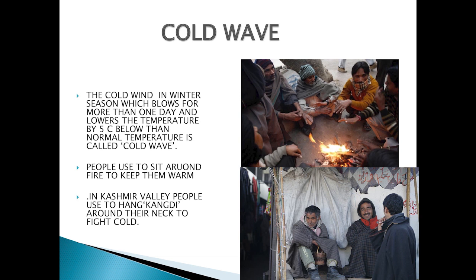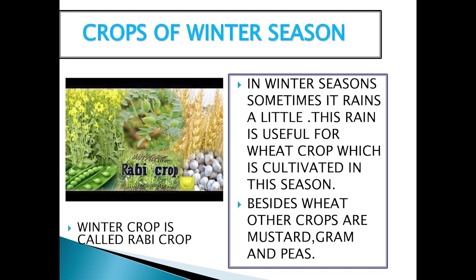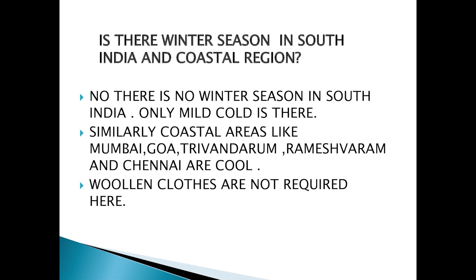Now let's see which crops are grown in winter season. Wheat, mustard, gram and peas are grown in winter season by farmers of India. Students, you must be thinking, does South India face cold or do people use woolen clothes over there? No, there is no winter season in South India. There is only mild cold and people do not use woolen clothes. Similarly, coastal areas like Mumbai, Goa, Trivandrum, Rameshwaram and Chennai are cool.